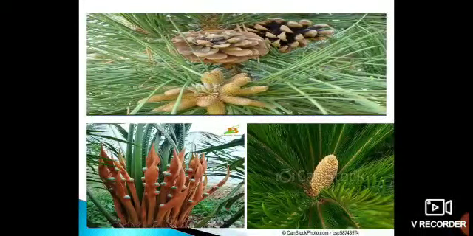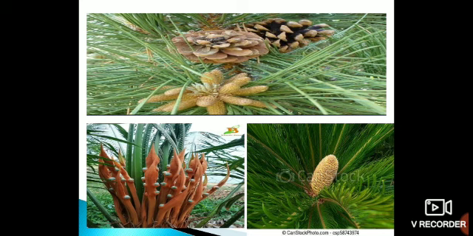Hello dear students, today we are going to discuss reproduction in gymnosperms. Before getting started, let us first recapitulate what we have studied so far. We know that gymnosperms are heterosporous. They produce two types of spores, microspores and megaspores. Microspores are the initial cells of male gametophytes, and megaspores are the initial cells of female gametophytes.